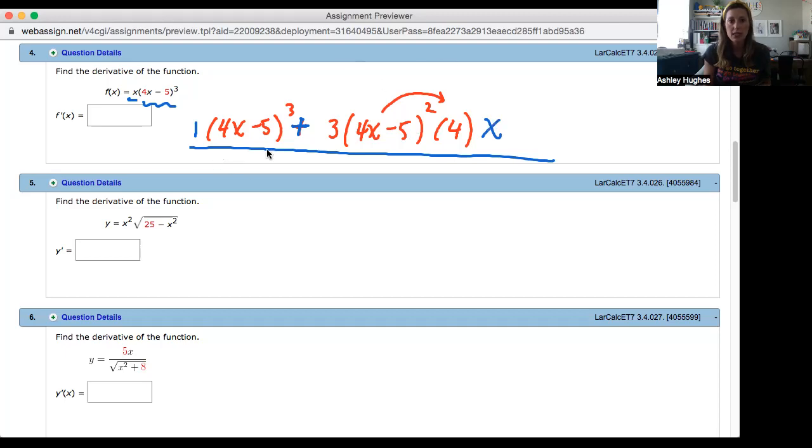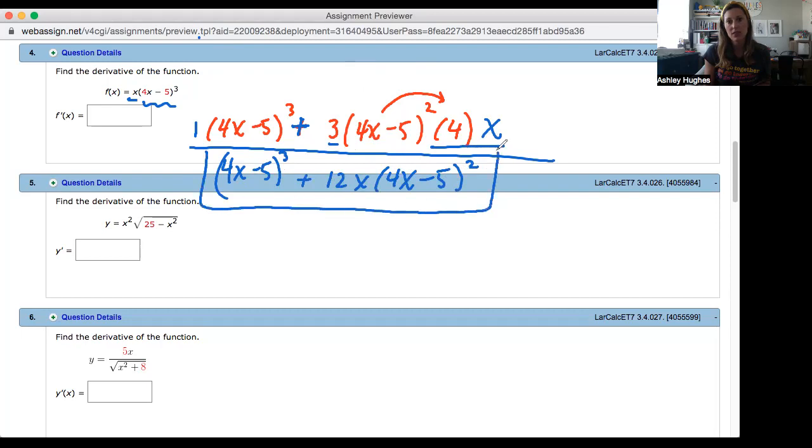So if I was going to rewrite this, I would just write (4x - 5) cubed plus 3 times 4. I can multiply these because multiplication is commutative. So 12x (4x - 5) squared. You could factor out a common factor here, but this answer is fine with me.